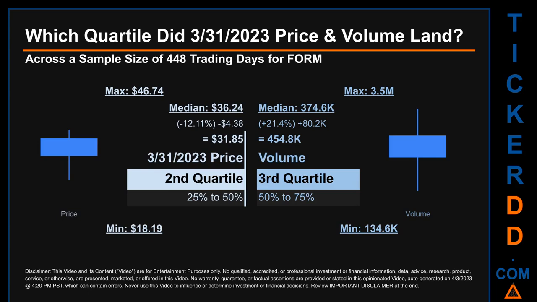Quartiles tell us about the spread of a data set by breaking that data set into quarters, just like how the median breaks the set into half. Descriptively, FORM has a median price of $36.24. Therefore, March 31, 2023 price was lower from that middle marker by 12.11%. The day's volume of 454.8 thousand was more than the median by 21.4%.